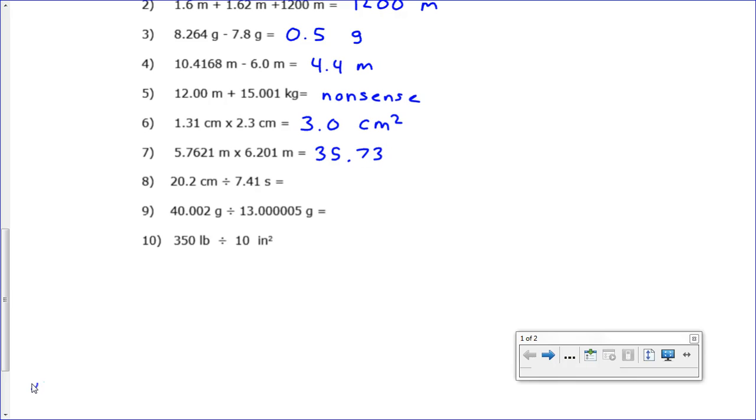All right, now we need to think units here. It's meters times meters, so that's going to give us meters squared.